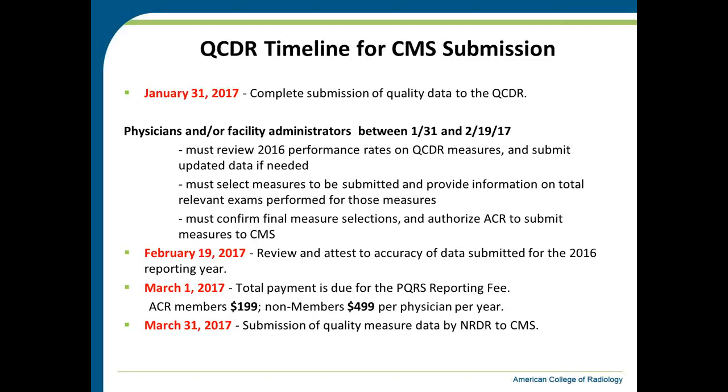You are required to select your final measures that you would like to be submitted to CMS. This is not an automatic process. You do need to let us know which measures you want to count towards the 9-measure 3-domain requirement. And then lastly, you must confirm all measure selections and attest that ACR will submit your measures to CMS.